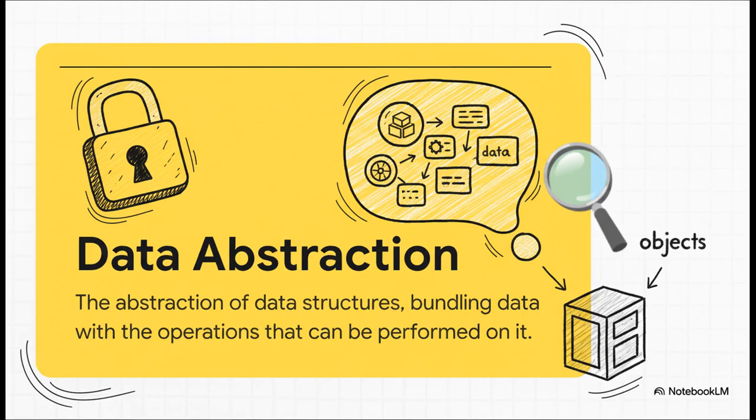Then we have the next level, data abstraction. This is even cooler. Here, we don't just hide the actions, we bundle the data itself together with the specific functions that are allowed to touch that data. This creates a neat little package, a self-contained unit. It protects the data, keeps things organized, and it's really the core idea that leads to object-oriented programming.